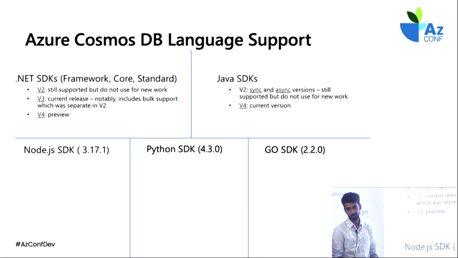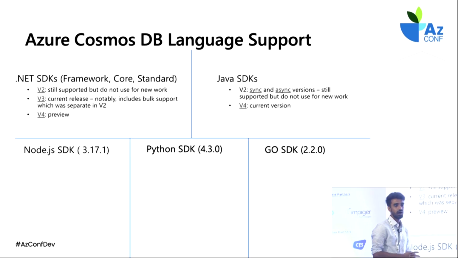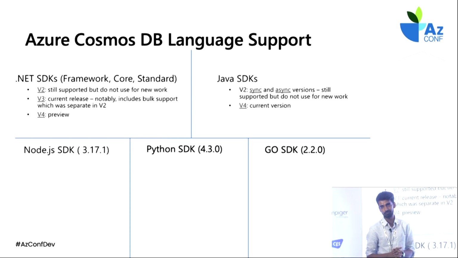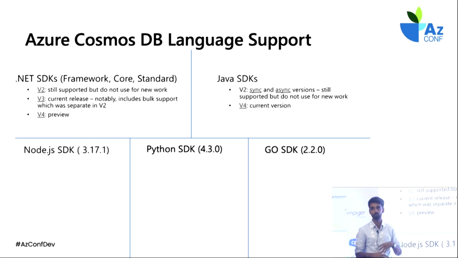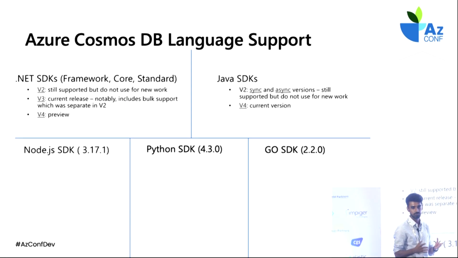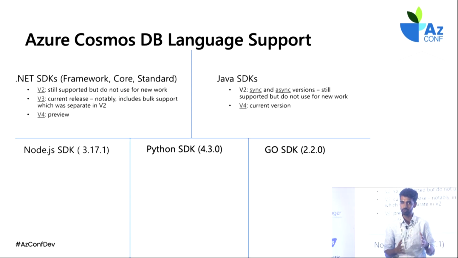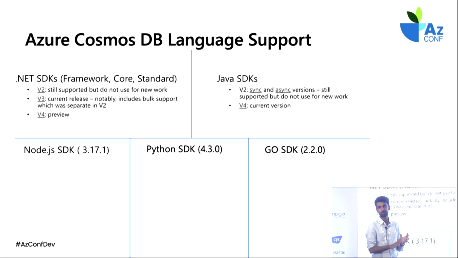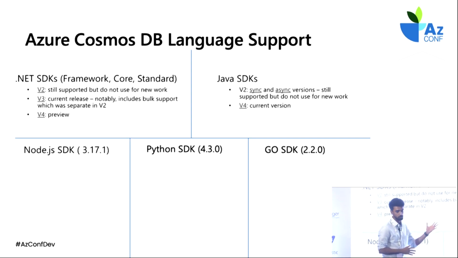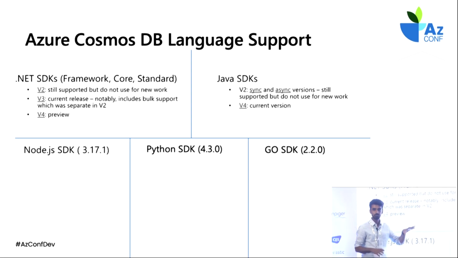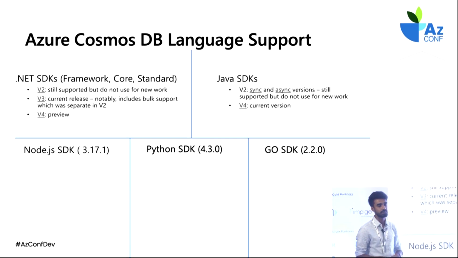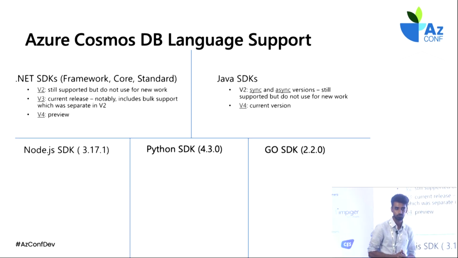So starting with .NET, so far we have released 4 versions, V4 in preview, and V3 is the recommended SDK for the end customer. So if any of your customers, or even you as a developer, use the V2 SDK, we recommend moving to the V3 SDK. And then Java, we have V2, which supports both async and sync.